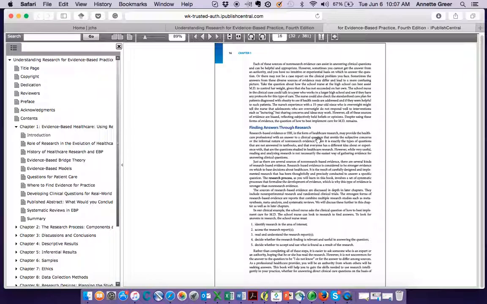So why research? It helps us to identify areas of interest. It helps us access reports. We read and understand the research reports like you did in your critique, and we see if we can find information that is useful in helping us to answer the question, and we decide to accept or to use what is found as a result of the research.